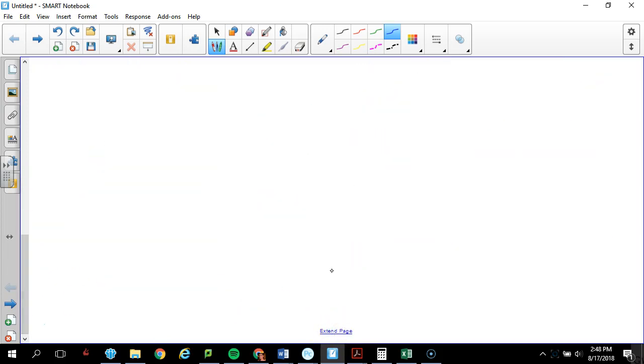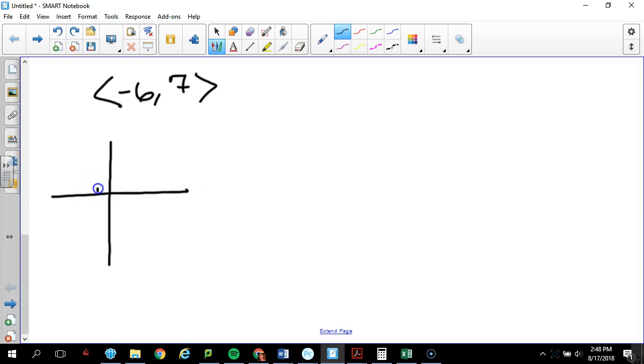Now, what if I'm in, say, I don't know, this second quadrant? If I'm in the second quadrant and I have negative 6 and 7. So let's draw that out. 1, 2, 3, 4, 5, 6. It's not pretty. 1, 2, 3, 4, 5, 6, 7. It is very hard to draw on this touchpad, I'm not going to lie. Okay.